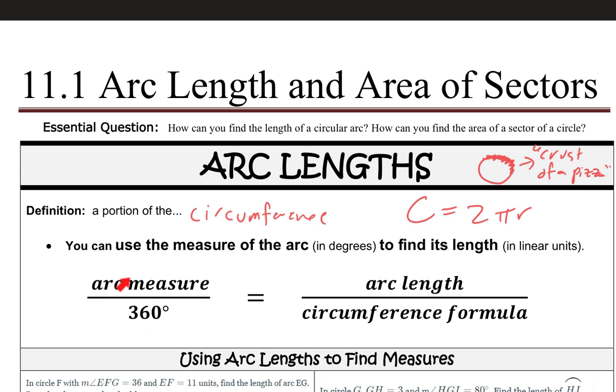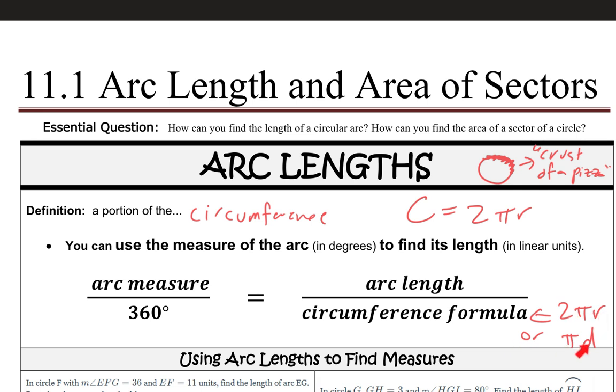We're going to think of the arc measurement, which we've been studying, over 360 degrees, is going to be equal to the arc length over that circumference formula. And we said that was 2 pi r, or you might have heard of it previously as pi d, with d being the diameter, right? We know 2 times the radius is equal to the diameter.